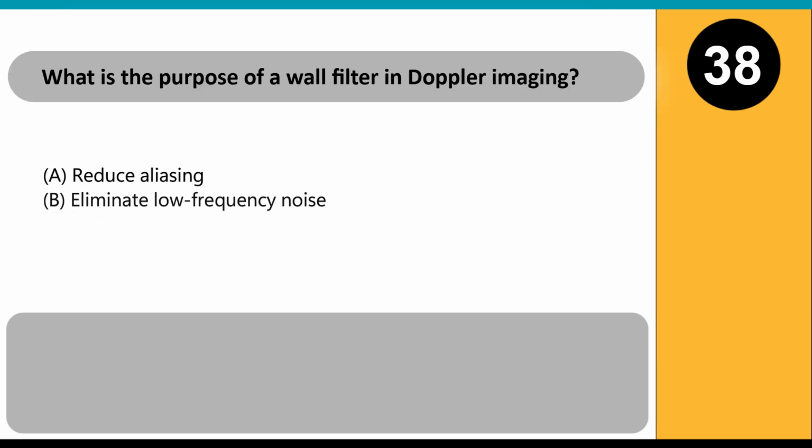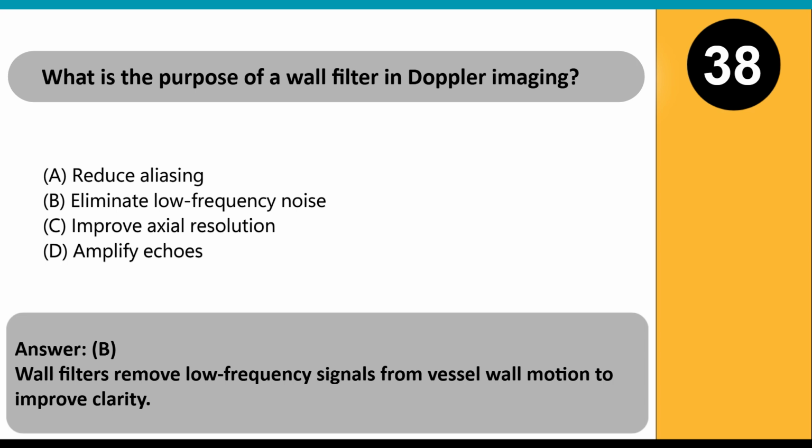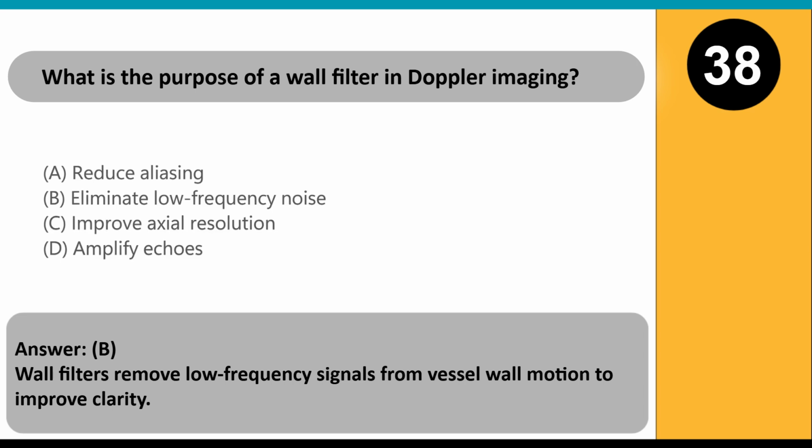What is the purpose of a wall filter in Doppler imaging? A. Reduce aliasing. B. Eliminate low-frequency noise. C. Improve axial resolution. D. Amplify echoes. Answer B. Wall filters remove low-frequency signals from vessel wall motion to improve clarity.